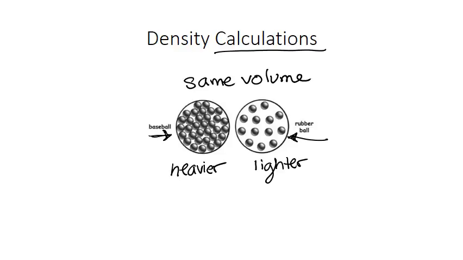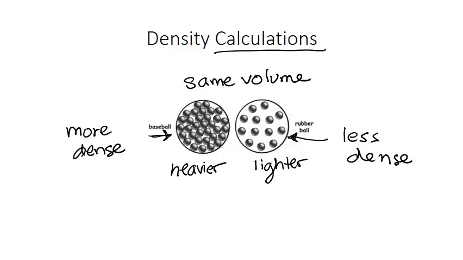And so if you remember from last class, that means that this would be more dense. So our baseball would be more dense than our rubber ball, which would be less dense. And it's more dense because it has more mass in the same volume compared to the rubber ball, which has less mass in the same volume.